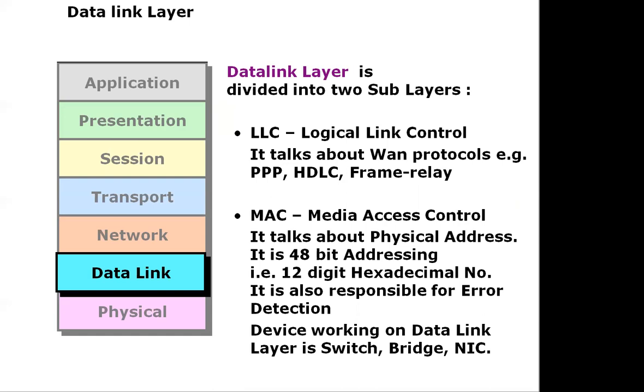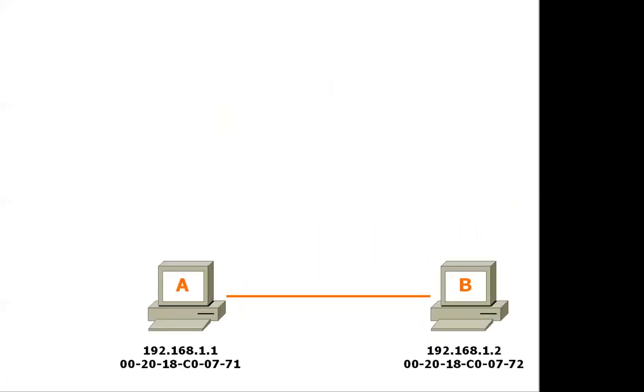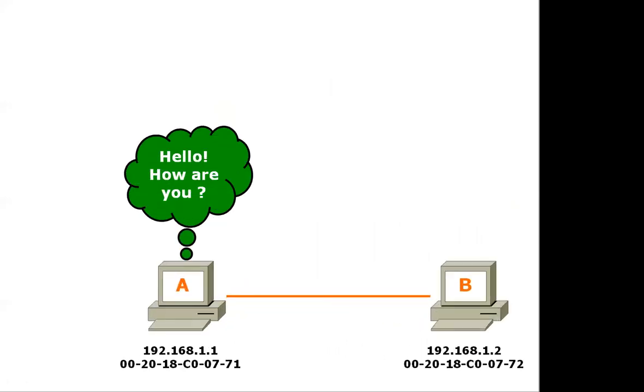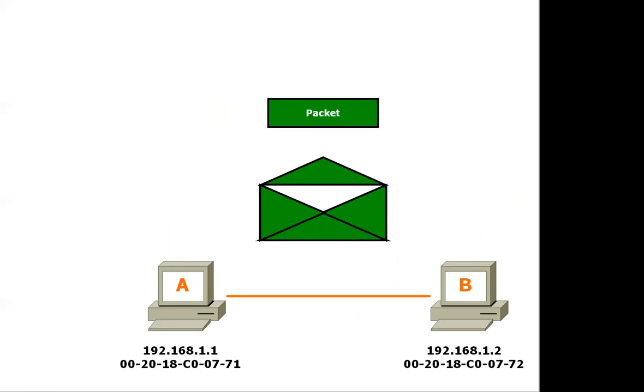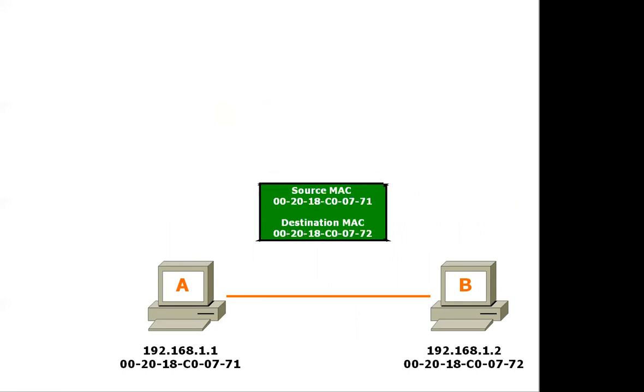So how do we detect errors in computer systems? At the data link layer, we are using switch and bridge. But before that, we have to check how to detect the error. The packet is added into another packet, and the source MAC and destination MAC are there. At the data link layer, one process is used: CRC, cyclic redundancy check.